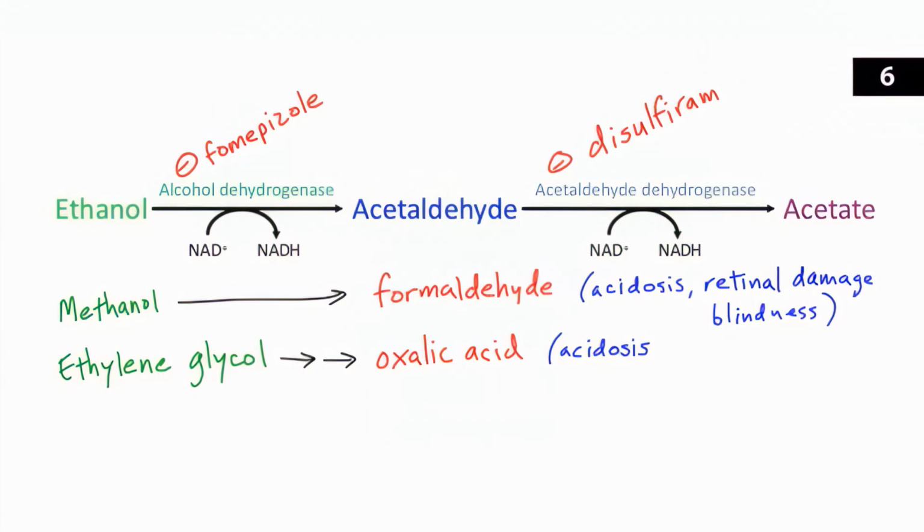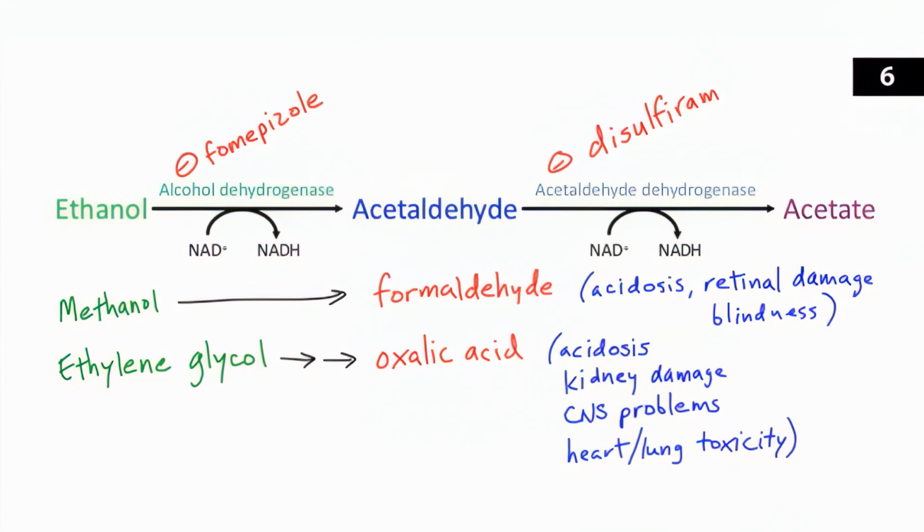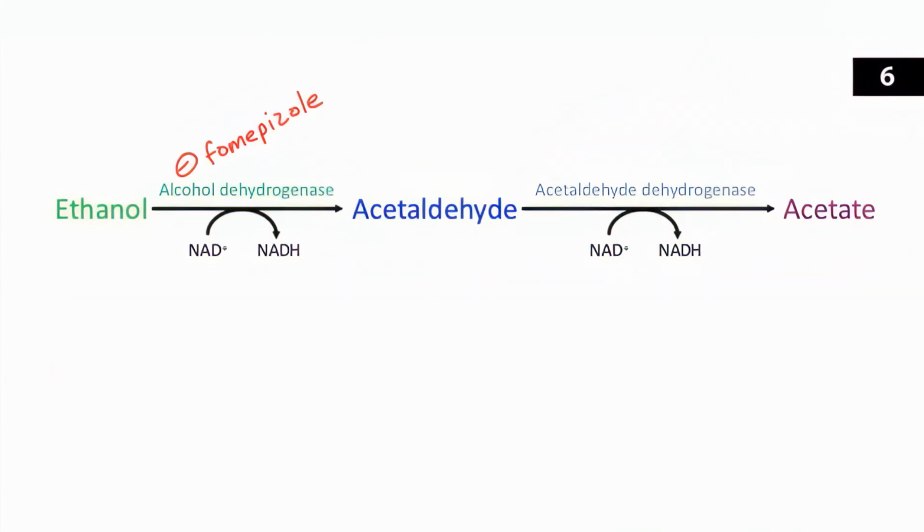So ethylene glycol causes metabolic acidosis, and it can also lead to kidney damage, CNS problems, and heart and lung toxicity. Especially remember that kidney damage, because the oxalic acid precipitates out as calcium oxalate crystals in the urine. And again, you can prevent this by giving fomepizole to inhibit alcohol dehydrogenase, or by giving alcohol to compete for the enzyme. So that's the first enzyme.